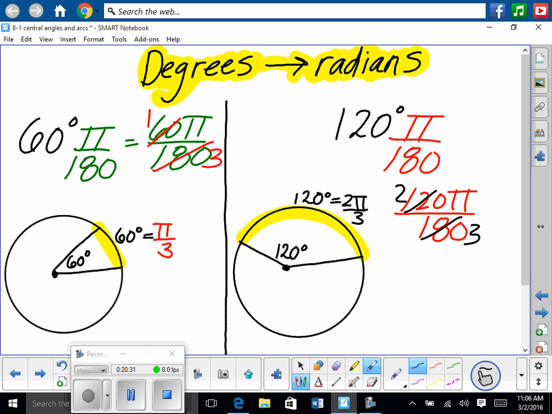So once again, if you wanted the decimal answer, you could type in your calculator pi divided by 3. That's 1.04. And 2 pi thirds, in your calculator type in 2 pi divided by 3. That's 2.09. So once again, though, this is the exact answer. That's why we leave it in pi form.